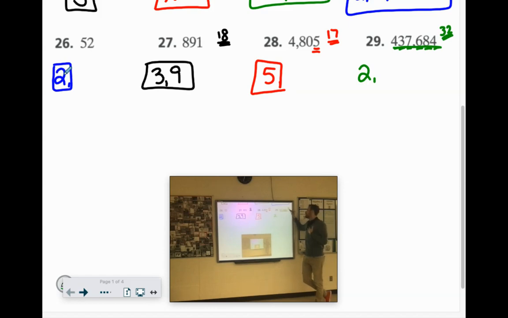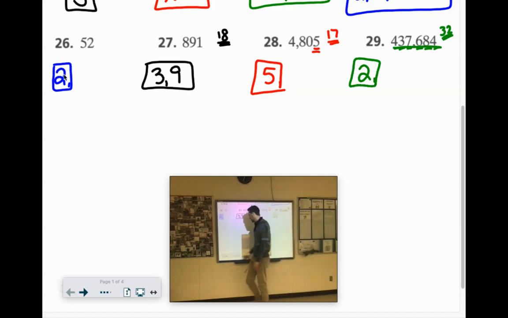So does 3 go into 32? No. Does 9 go into 32? No. So 2's in, 3 out. 5, nope. 6, nope. 9, nope. 10, nope. So just 2 out of those options.